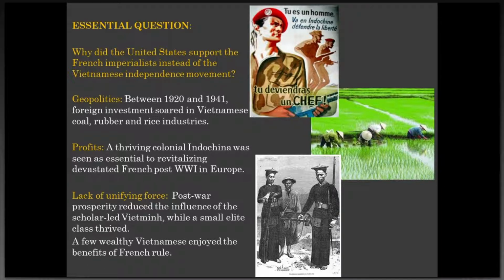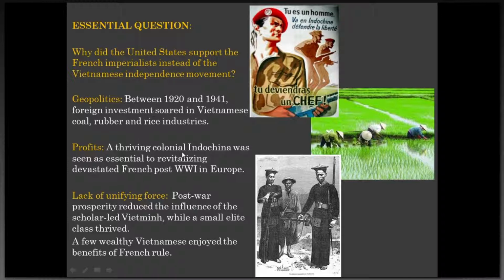So we have here geopolitical concerns, right? You've got this foreign investment that is soaring in Vietnamese coal, rubber, and rice industries. A lot of foreigners wanted to recover their initial investments. It wasn't terribly profitable up until World War I, and the idea was, okay, well, perhaps if we hang on a little longer, then we can recover our investments.